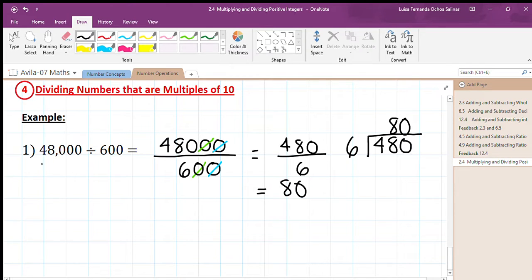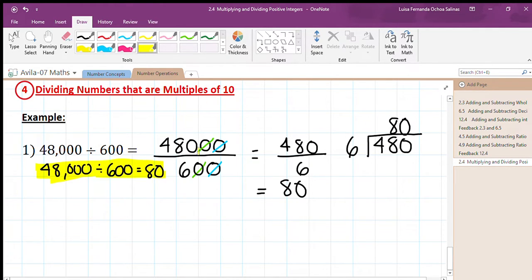So for your answer, make sure that you're not just saying that it's 480 divided by 6. Actually, what you were working from the beginning was 48,000 divided by 600. So 48,000 divided by 600 is equal to 80. And that's your answer. Okay, this is your answer here.